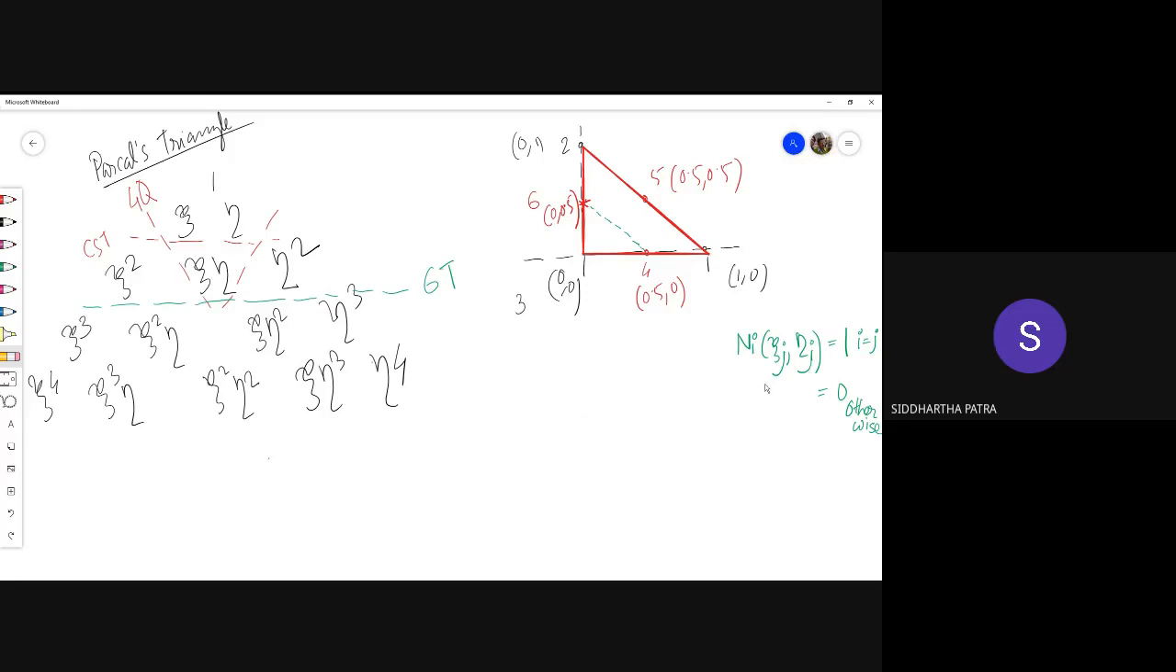For example, if we are talking about N3, N3 should be 0 on all the other 5 nodes, which means N3 should be 0 on the line 4, 6 and on the line 1, 2. Now, can you tell me what is the equation of the line 1, 2?